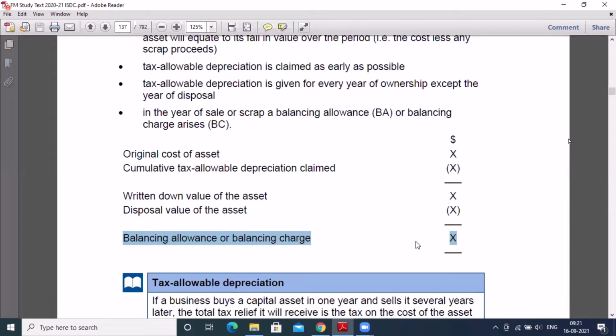Now, generally, if it is more than the written down value of the asset, we consider it as profit on disposal. That profit on disposal is nothing but balancing allowance. And similarly, if the disposal value is less than the written down value, it is considered as loss on disposal, nothing but balancing charge. So just go through this. Let me know if you have any queries.